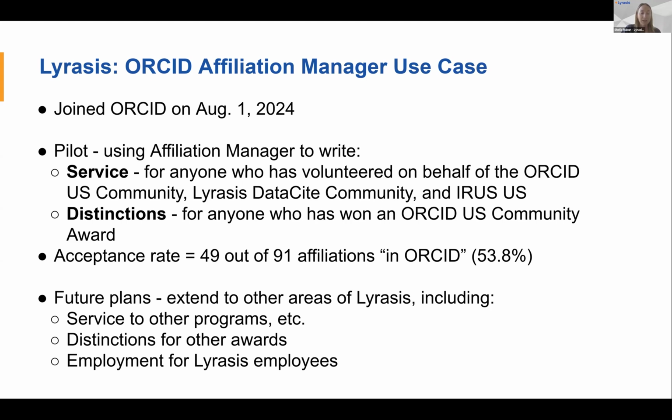And so we have sent out 91 affiliations, and out of those, 49 of them have been accepted and they're in ORCID. So that's just over half of the people that we've sent these Affiliation Manager links to have accepted those requests, and they're in their ORCID record. And so this was our pilot.